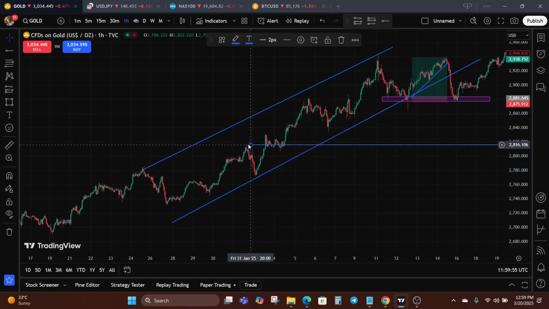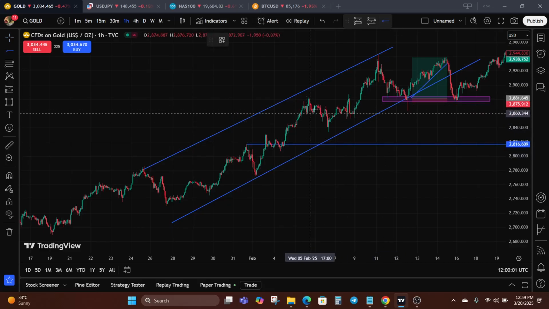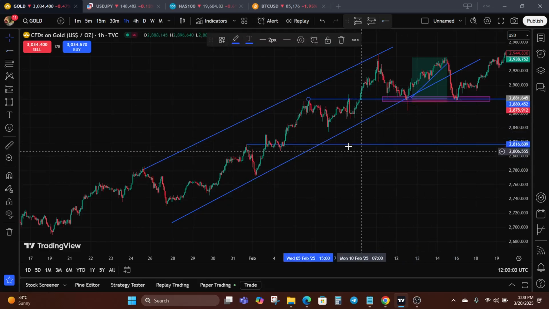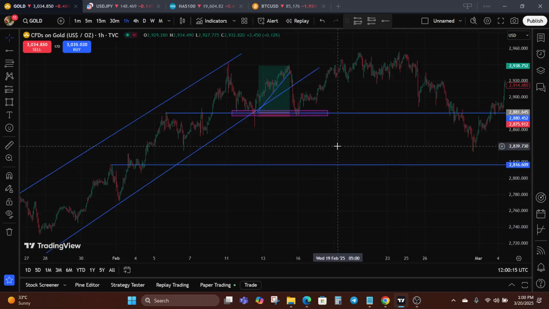You can see, for example, what we had here. You can see a break of structure. It confirms trend continuation. When we had price break above this, it continued in the upward direction. So a break of structure confirms trend continuation, while a change of character signals a possible reversal.